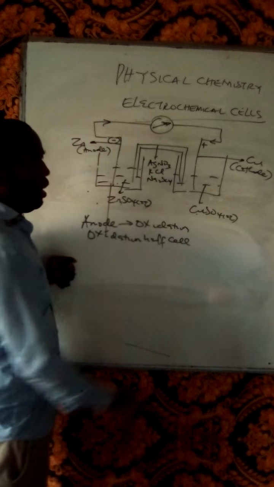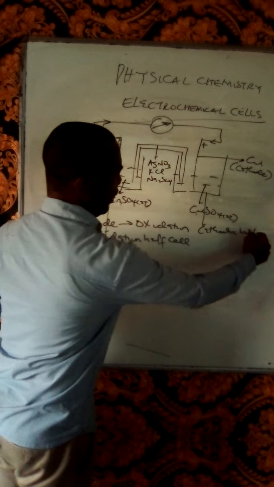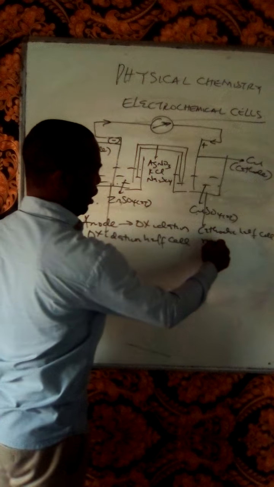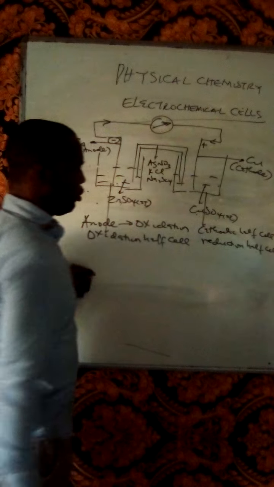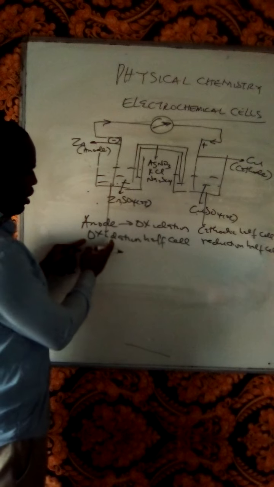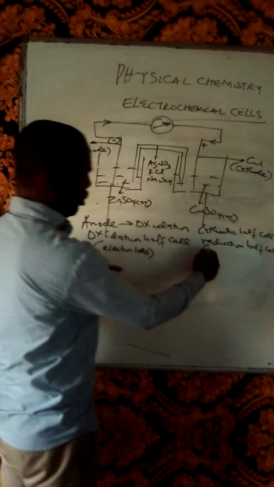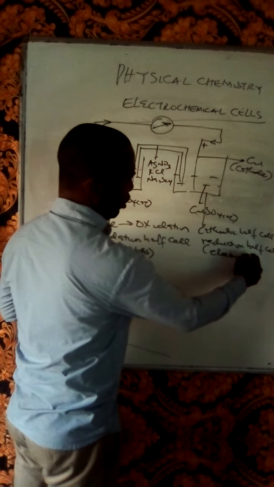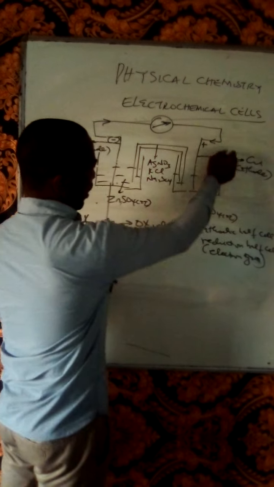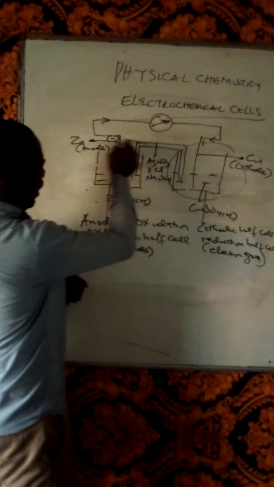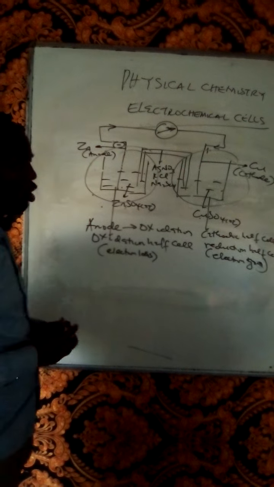While this one is called a cathodic half cell, or you can still call it the reduction half cell, because reduction occurs at the cathode. And what is reduction? Reduction is electron gain, oxidation is electron loss. So each of these is a half cell, two of them making up a complete cell, or what we call an electrochemical couple in chemistry.